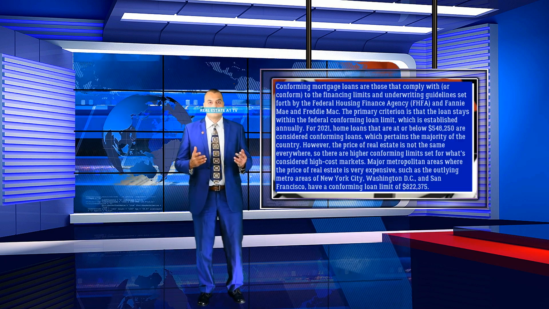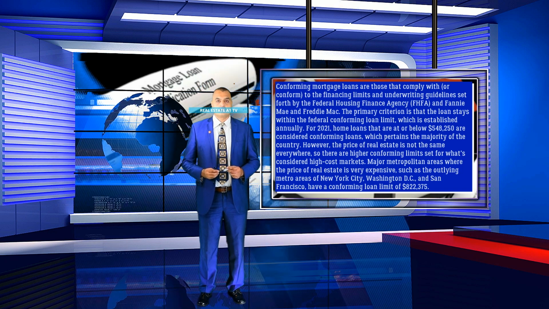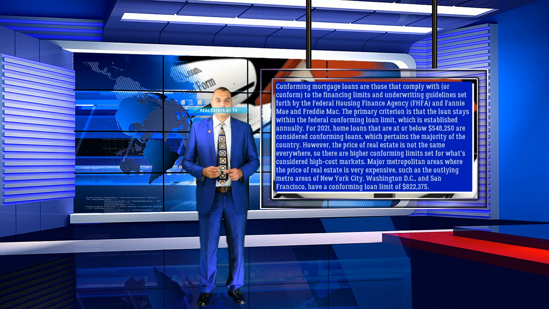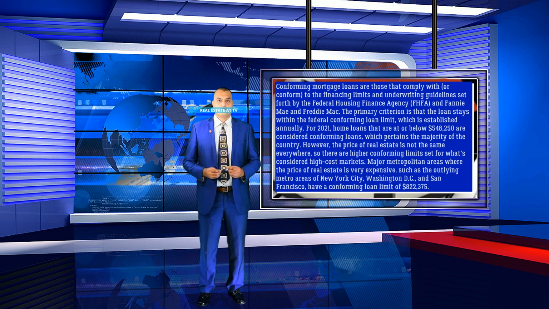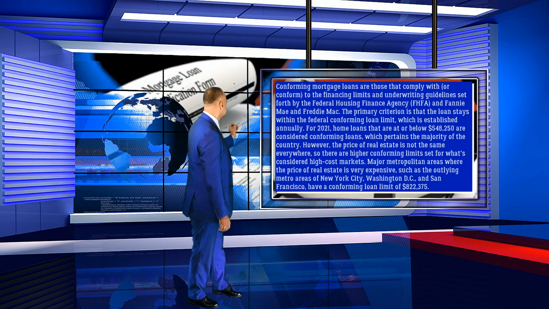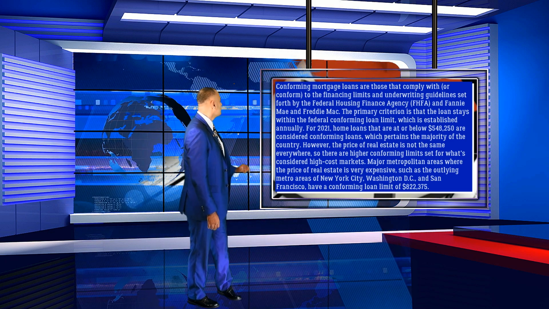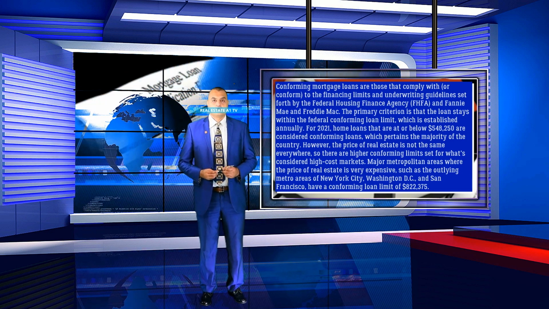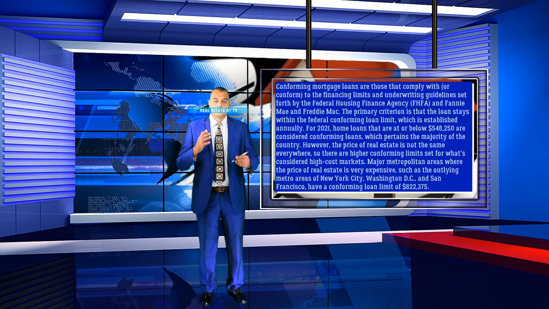Conforming versus non-conforming loan. Conforming mortgage loans are those that comply with, or conform, to the financing limits and underwriting guidelines set forth by the Federal Housing Finance Agency, FHA, and Fannie Mae and Freddie Mac. The primary criterion is that the loan stays within the federal conforming loan limit, which is established annually. For 2021, home loans that are at or below $548,250 are considered conforming loans, which pertains the majority of the country.